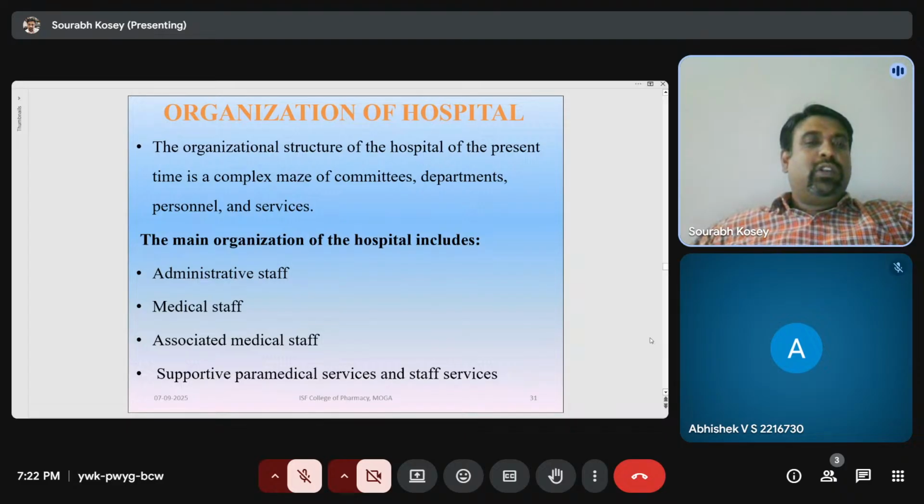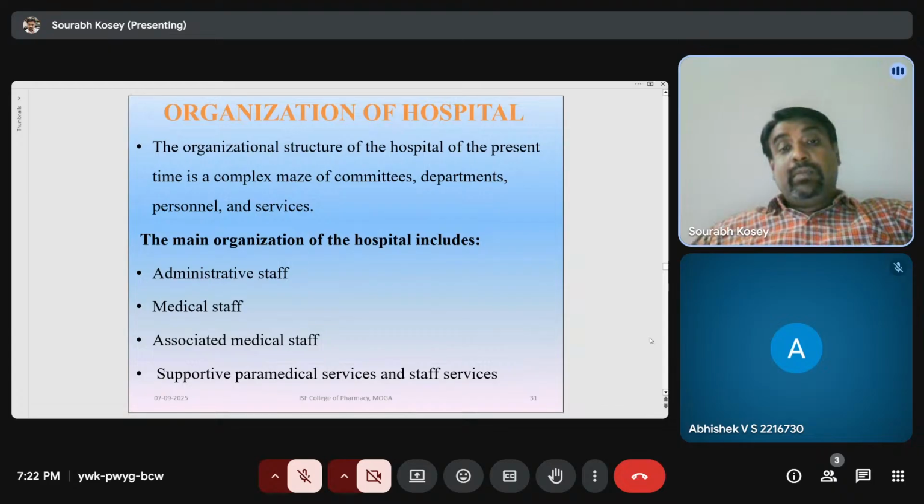The organizational structure of a hospital at the present time is a complex maze of committees, departments, and persons. As I told you, preclinical, clinical, paraclinical, and postclinical people sit on the table on various committees and various OPDs and departments like neurology, ophthalmology, dentistry, respiratory, TB and chest, cardiology, nephrology, gynecology and obstetrics, the alimentary system, and particularly dermatology, skin and VD, then a number of major organ systems.